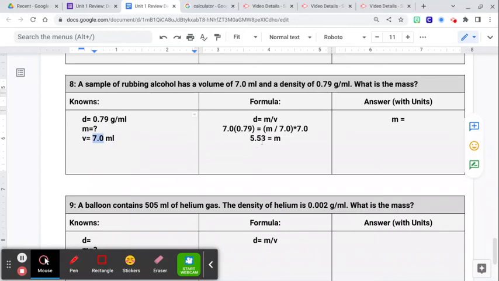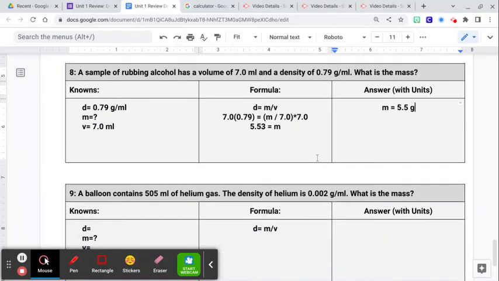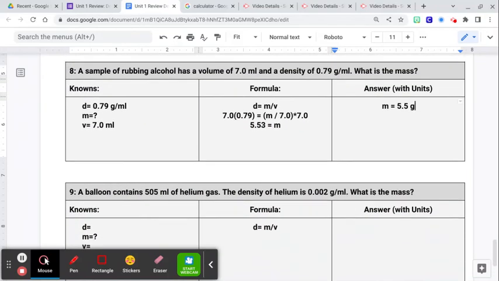We want our answer to also have two significant digits. Right now it has 3, so we're going to round to 5.5 grams, and that will be our answer. Go ahead and finish the other problems and check your answers in the Google form.